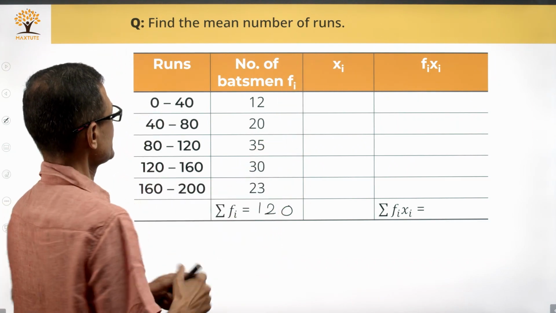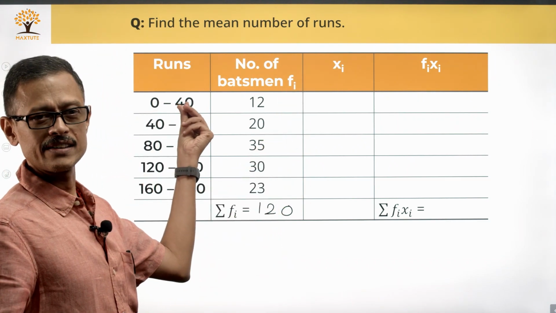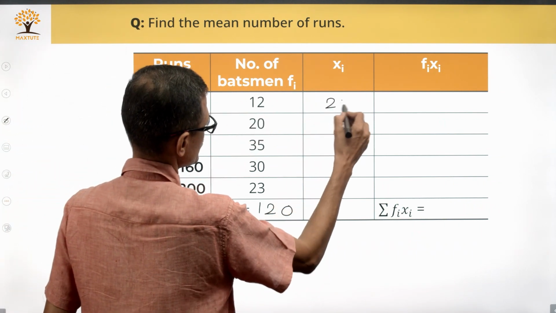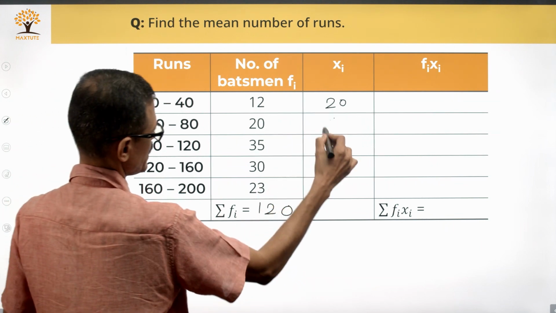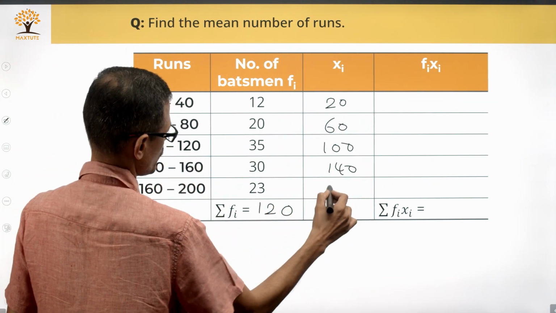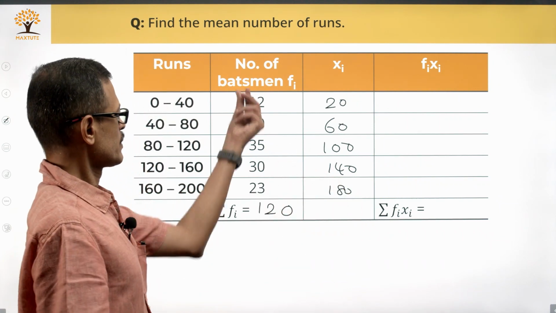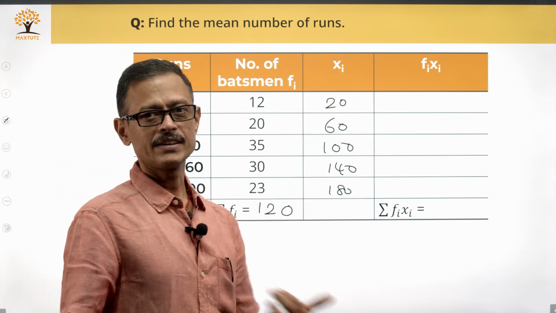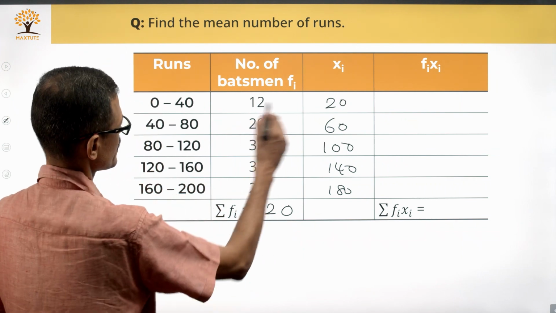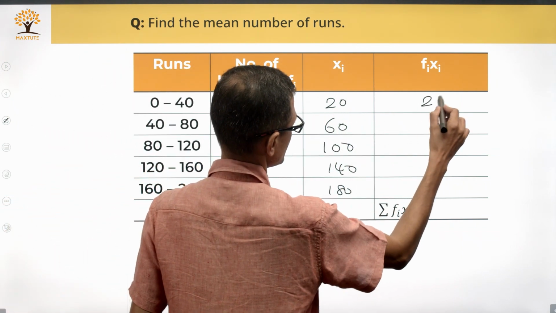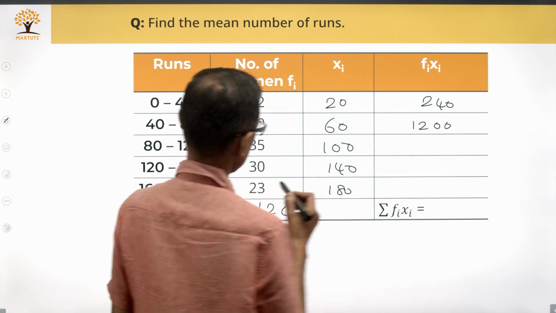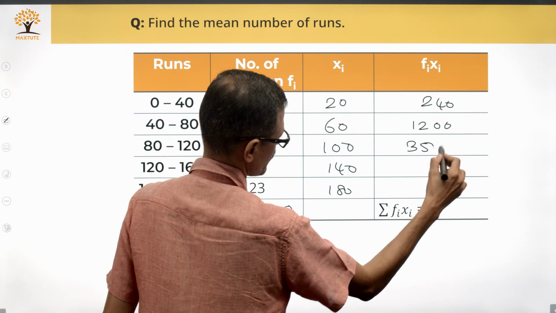Let's compute xi. Xi is the middle value, 0 to 40 is the range. So, the middle value is going to be 0 plus 40 by 2, which is equal to 20. In this case, 40 plus 80 by 2, which is going to be equal to 60, 100, 140 and 180. We have the frequency for each of these and we have the mid value xi for each of these things. So, what we will do is we will find out xi fi. Xi fi is equal to the product of these two, which is 240, 20 into 60, which is 1200, 3500, an easy calculation that way.